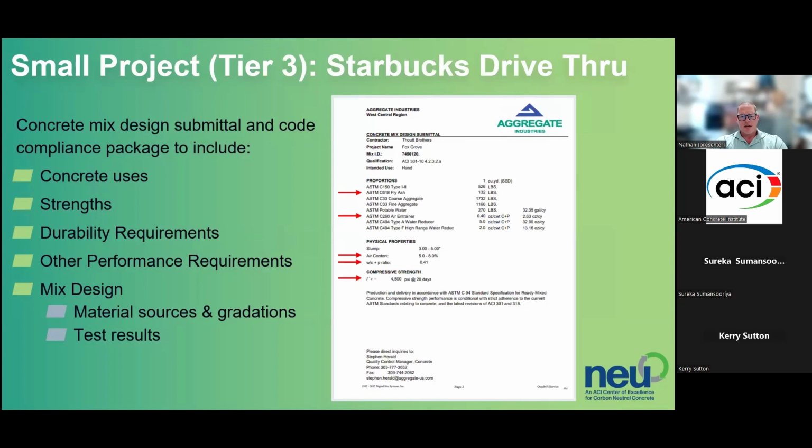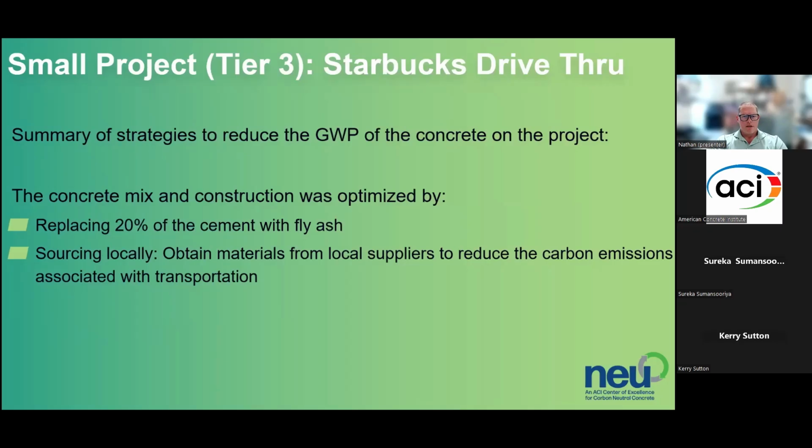So the licensed design professional is going to be collecting this documentation, right? Concrete uses, concrete strengths, durability requirements, other performance requirements, mix design, material sources, gradations, test results, all real standard stuff, right? We also have this summary of strategies to reduce the GWP of the concrete on the project. We can say something like the concrete mix and construction was optimized by replacing 20% of the cement with fly ash and sourcing locally, right? Obtaining materials from local suppliers to reduce carbon emissions associated with transportation.